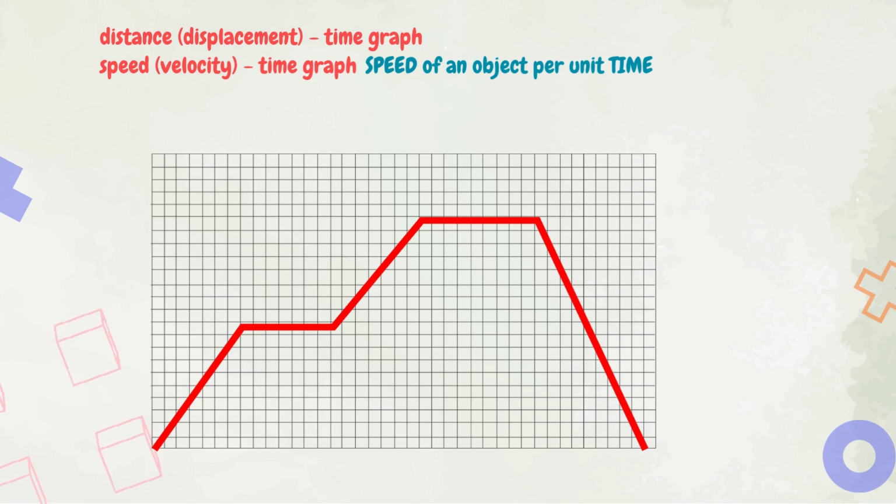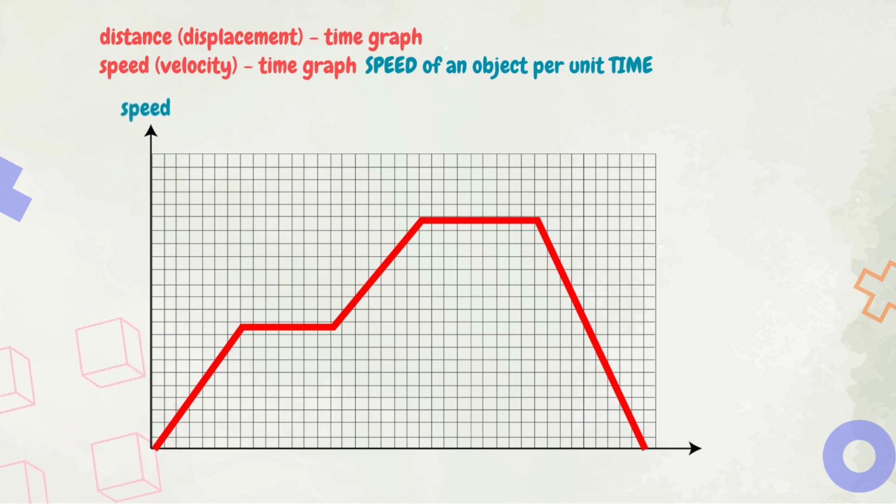A speed time graph has two axes, a vertical and a horizontal axis. A vertical axis represents the speed covered by the object. A horizontal axis represents the time taken by an object. The speed can be in meters per second or kilometers per hour. Time can be in seconds, minutes, or hours. The units to be used are based on the data given.